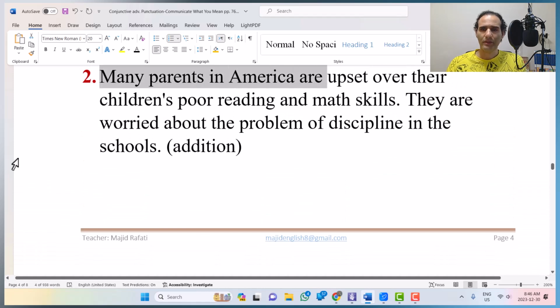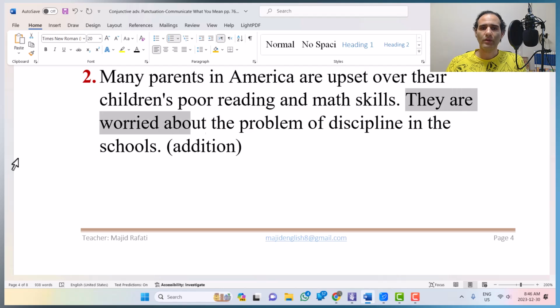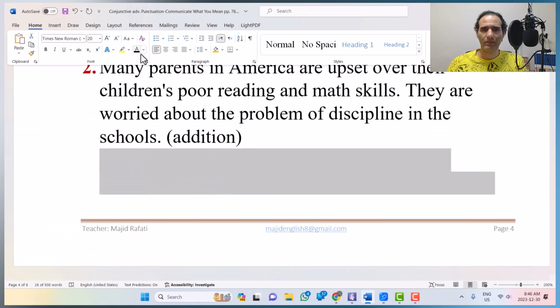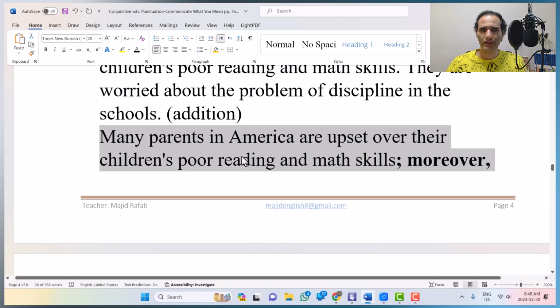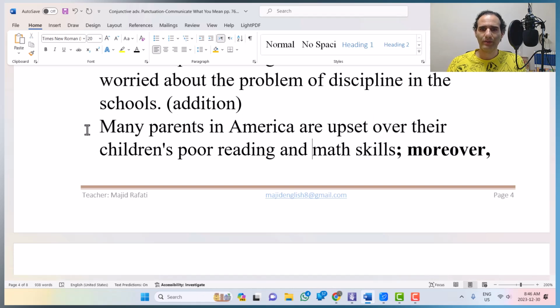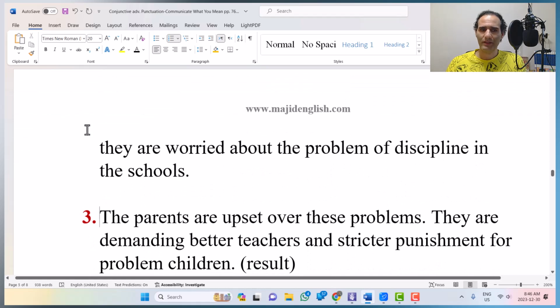Many parents in America are upset over their children's poor reading and math skills. They are worried about the problem of discipline in schools. So, they are worried about this one and that one. It needs an addition. So, it could be, for example, something like "moreover," "in addition." Many parents in America are upset over their children's poor reading and math skills. Moreover, look at the punctuation. They are worried about the problems of discipline in school.